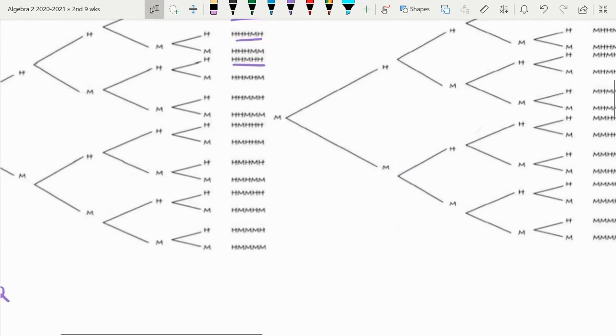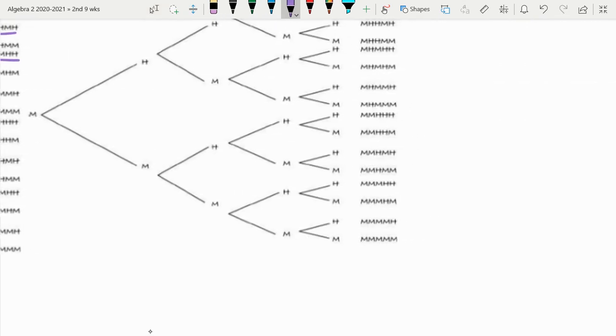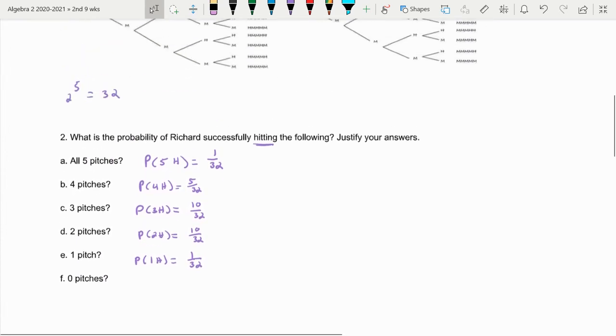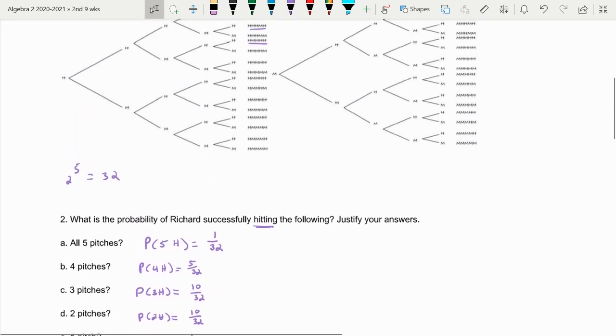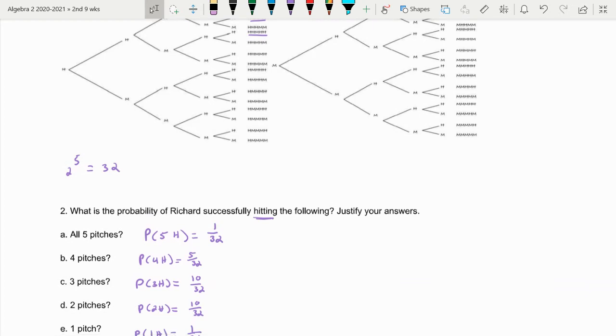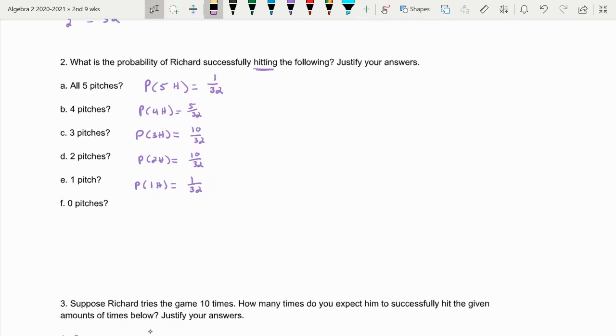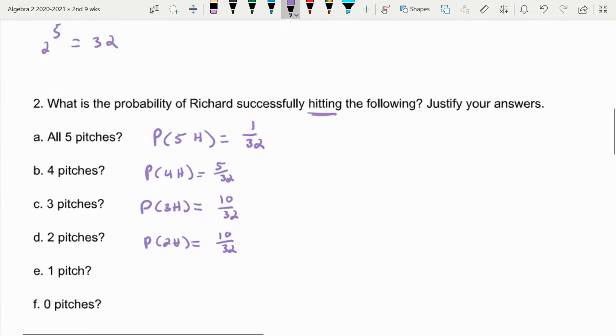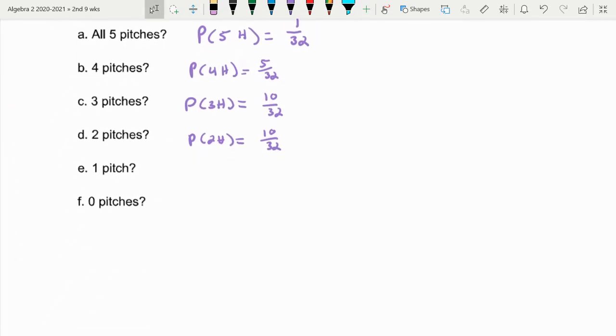So if you look at our thing here, we have hitting only one is 1 out of 32 there. I'm sorry, 5 out of 32. I jumped the line. I was looking at the tree, and you can obviously see here's hitting one pitch here and then hitting one pitch here. Please bear with me here, I got a little bit cross-eyed. So the probability, again, of one hit is going to be 5 out of 32.